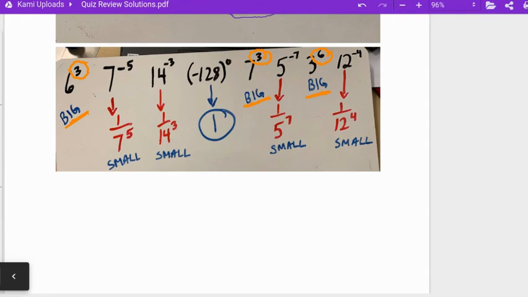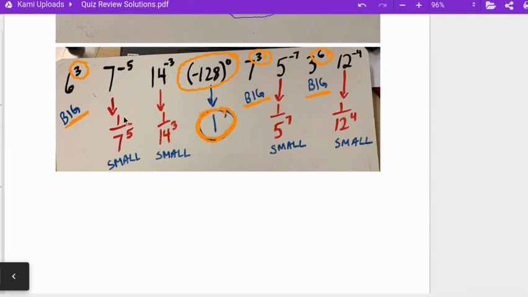The second thing I looked at was this one here, negative 128 to the 0. Well, I know that any number, any base at all to the exponent 0 is always going to be 1. So I'm sort of figuring out that this one will probably be in the middle, and then we'll have some big numbers to the right. The small numbers are the ones with the negative exponents.